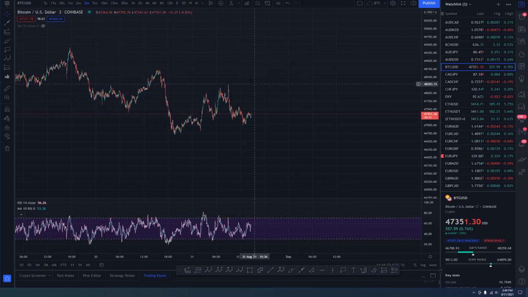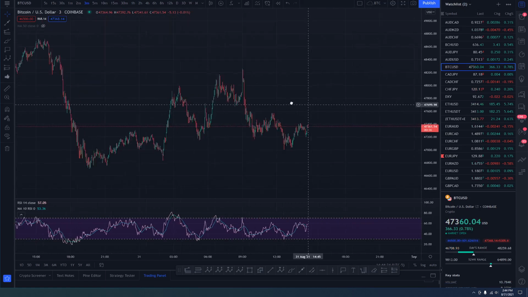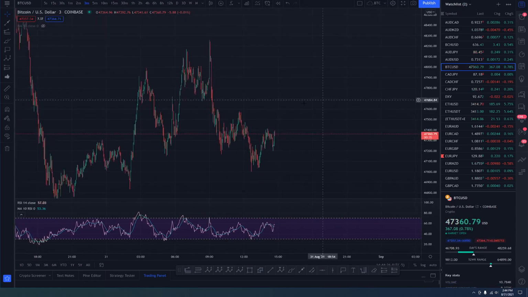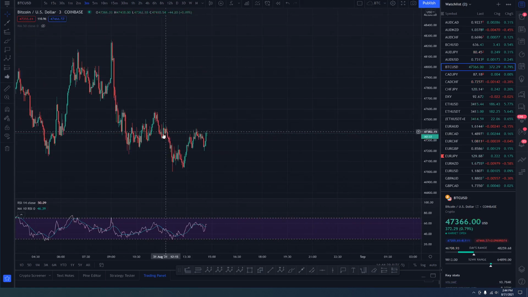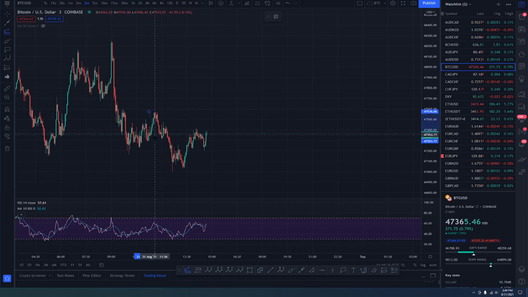Let me remove those drawings and look at this and see if there's a different way to look at it. 3-wave pullback. That looks like 3 as well. Let's measure it. See, if you don't know if it's 3, we got to measure it. Came to the 1.618. Looks good. Yeah, this could be a really expanded flat.